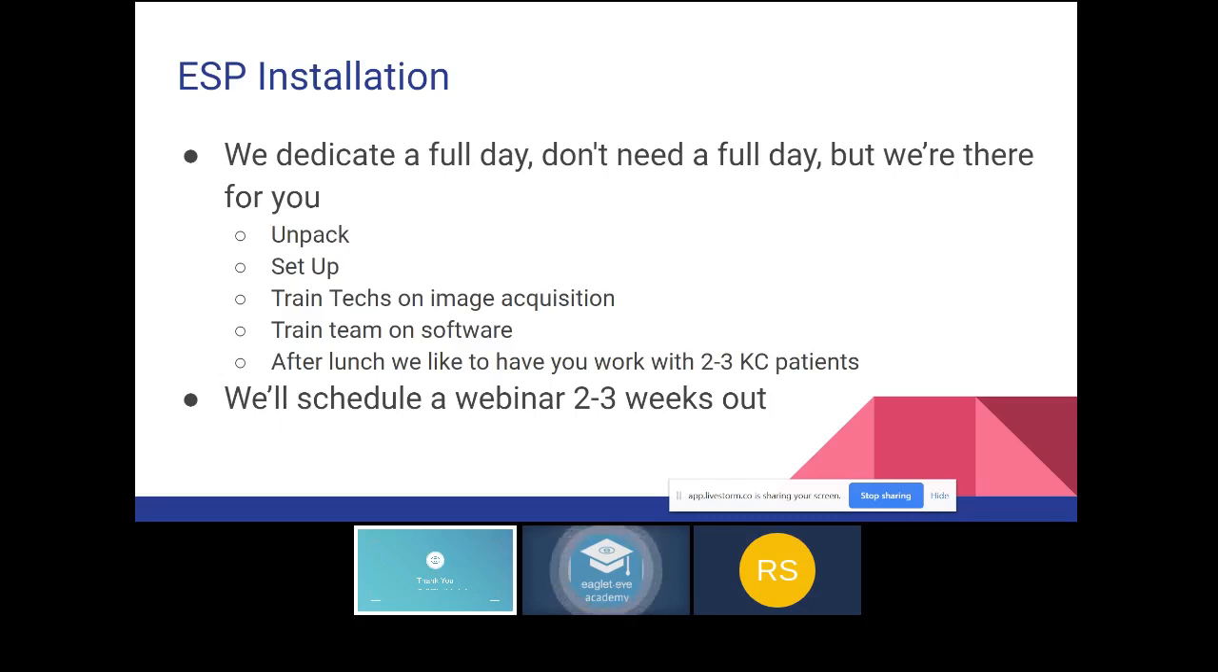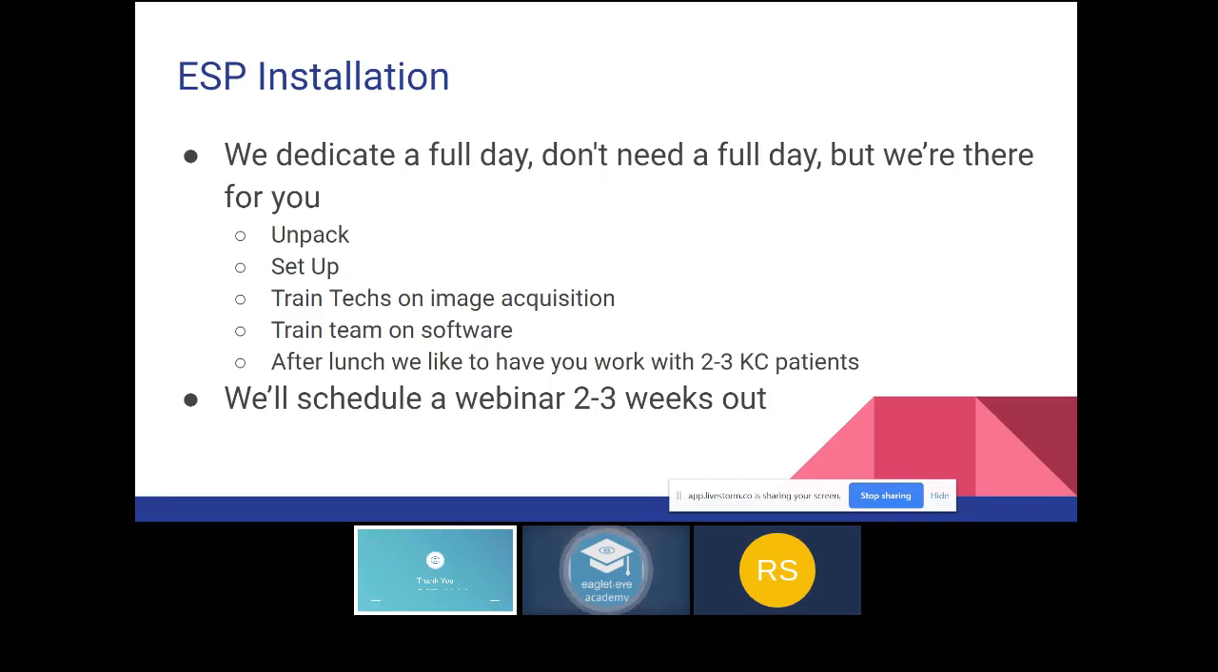We'll set it up. We'll train the techs on image acquisition. That usually takes a better part of an hour. You can sit in on that, or you can leave that to us and the tech. So it's your call. And then we'll train the team on the software. So go through the software like we did this morning with Rainier.